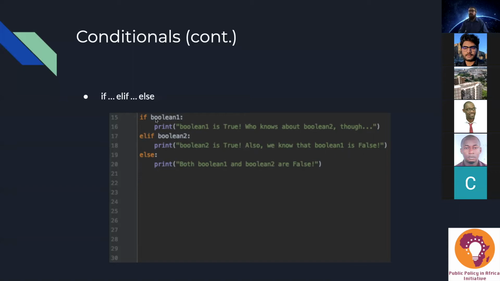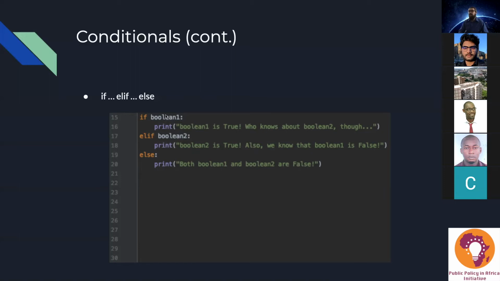But if Boolean1 is false, then it'll come to this elif block here and evaluate whether or not Boolean2 is true. If Boolean2 is true, then we'll print "Boolean2 is true." And at this point, we know that Boolean1 is false because the only way you could have gotten to this elif block is if Boolean1 was false. So in this case, we do know something about Boolean1.